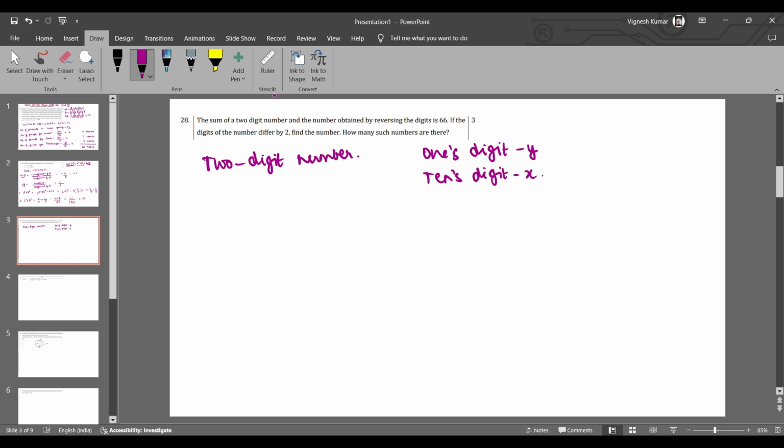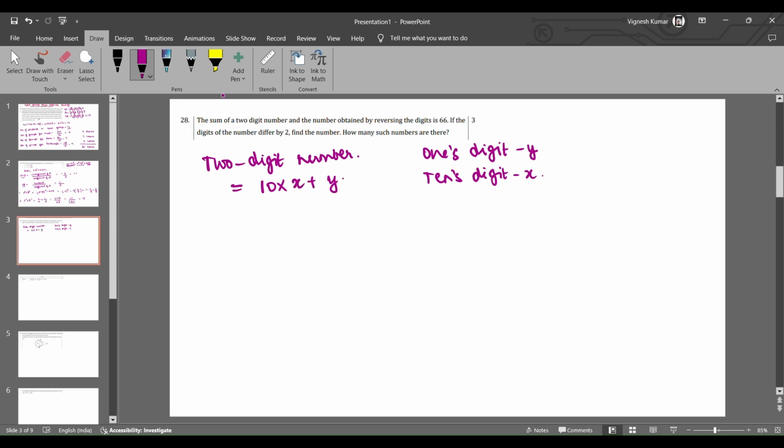If you see any two-digit number, for example 42, 2 is the ones digit here and 4 is the tens digit here. You can write this as 4 into 10 plus 2, right? So that is 10 into the tens digit plus the ones digit. So this two-digit number, based on our assumption, will be 10 into the tens digit, which is x, plus the ones digit, which is y.